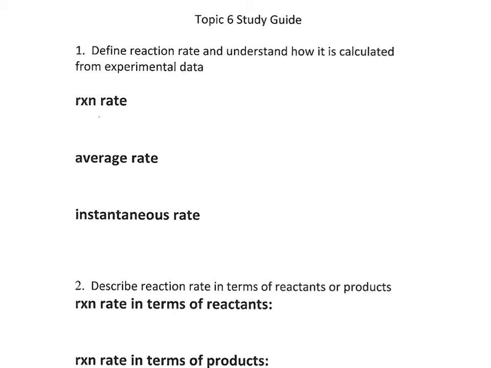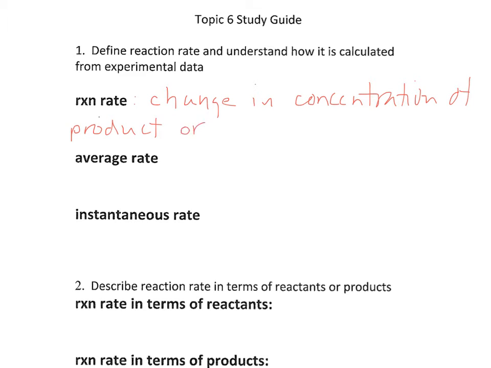Objective 1, define reaction rate and understand how it is calculated from experimental data. So reaction rate is just what it sounds like. It's how fast a reaction occurs. So it's the change in concentration of product or reactant over time. How quickly your reactant is consumed or your product is made.